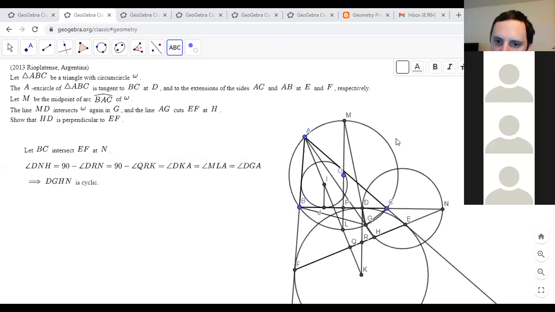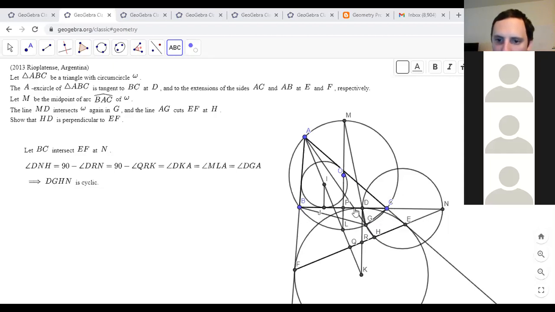Because all we need is that L, G, and N are collinear, right? Oh, actually we don't need L, G, N collinear. We just need NG is perpendicular to MG. MG is perpendicular to NG. That is, MBGN is cyclic.